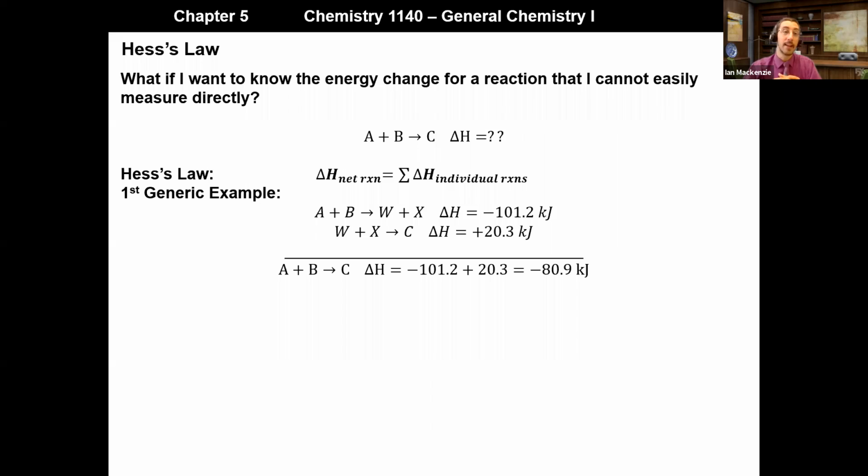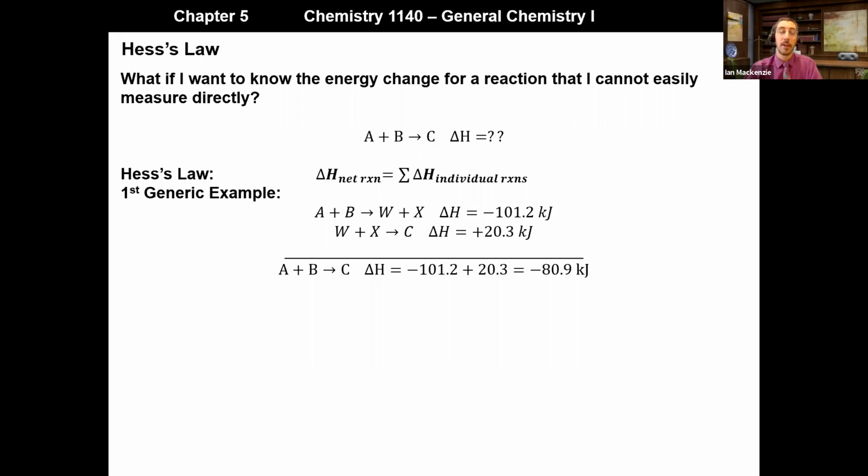And you can see that Hess's law is a very powerful tool. It allows us to get quantitative information about the amount of heat required or given off for reactions that we may not be able to directly measure, or that perhaps it might be time-consuming or costly to measure, and we already have the values for individual reactions that we could sum up to get to the net reaction.